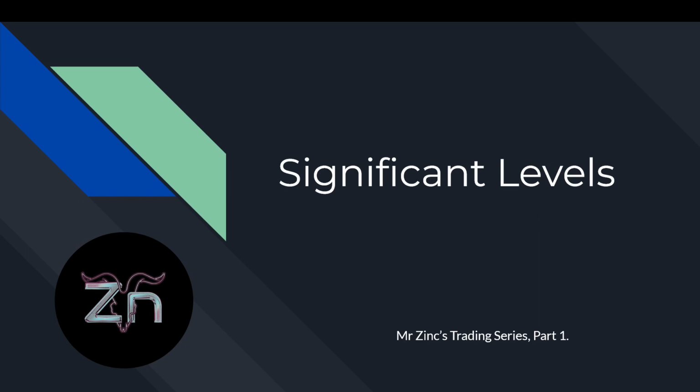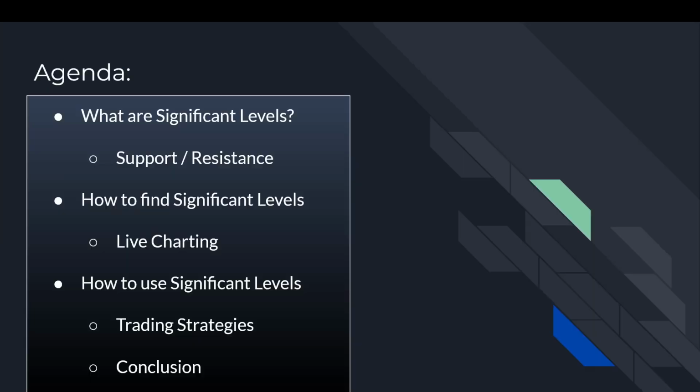You can't really do much for other charting. You can't do much for trading if you can't get these down. So the agenda here is just going over what they are: support, resistance, as I said, key levels. There's a lot of different names that people call them. How to find the significant levels, and that will be the live charting. How to use the significant levels for trading strategies with them, and then we'll just conclude with questions at the end, and I'll end the recording so they don't overlap there.